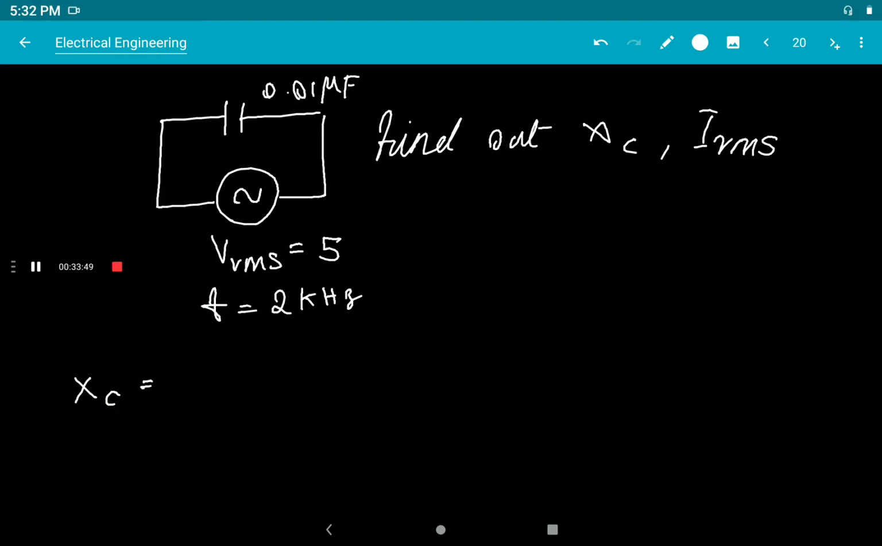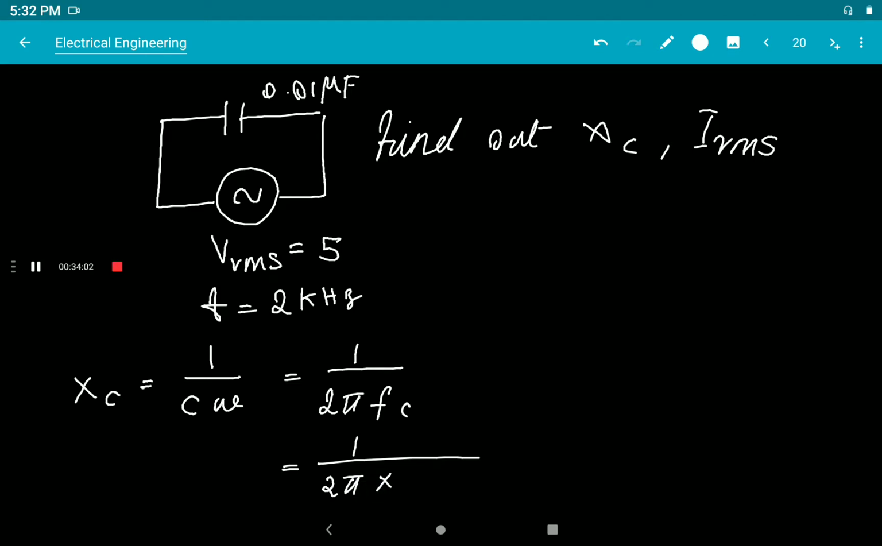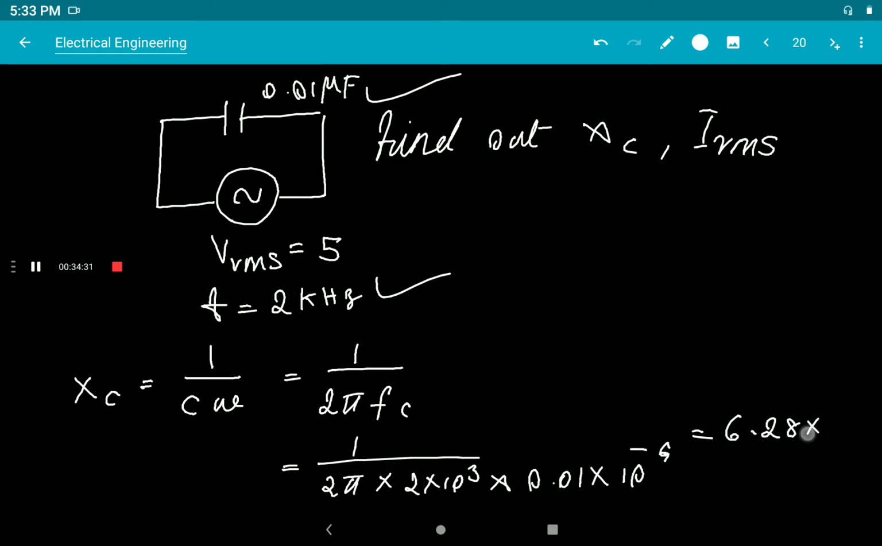We know the equation for XC as 1 by C omega, that is, 1 by 2 pi f C. So substitute the values: 1 by 2 pi into frequency, given as 2 kilohertz, 2 into 10 raised to 3, and capacitance C given as 0.01 microfarad, converted to 0.01 into 10 raised to minus 6. Substituting here, you will get the value as 6.28 into 10 raised to minus 4.